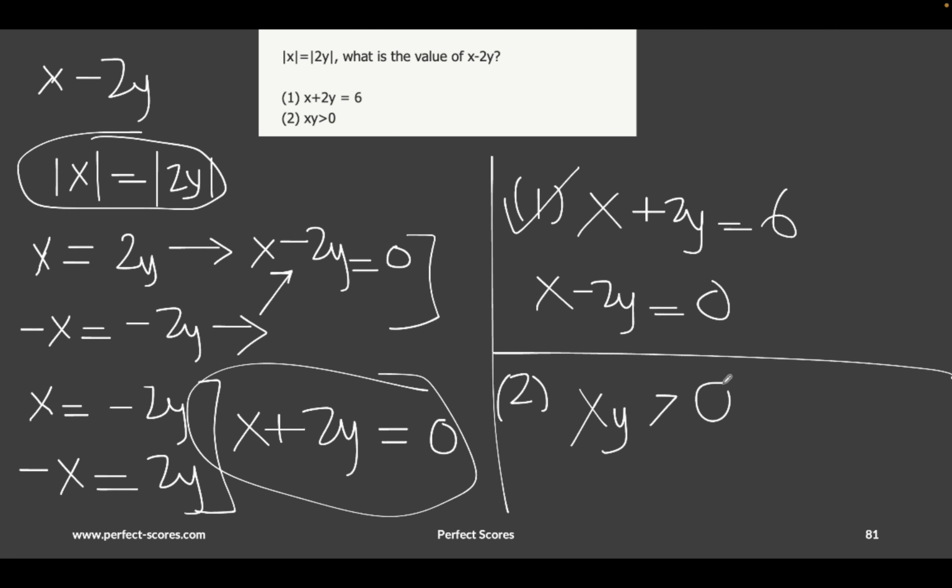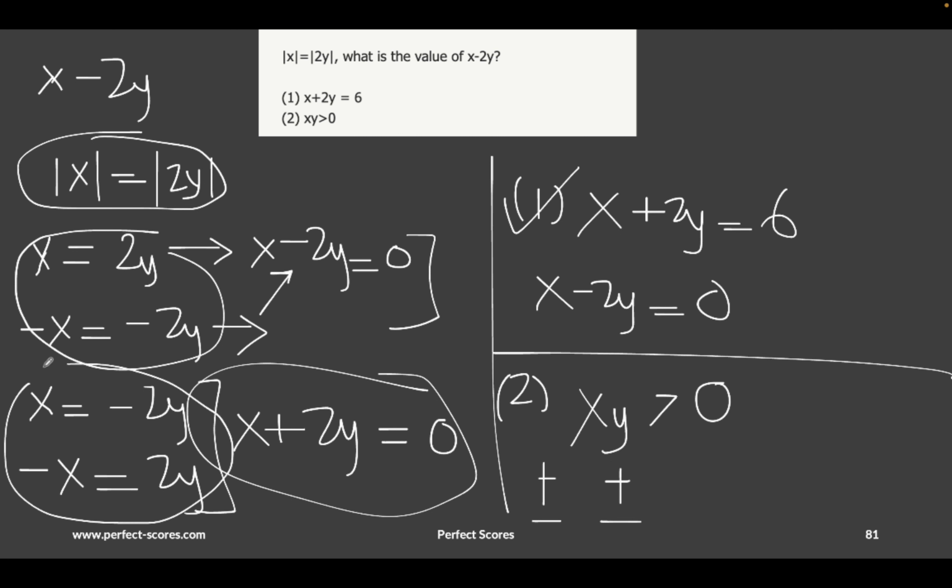Now remember guys, whenever you see x into y is greater than 0, the question maker is just implying one thing: that either both of them carry positive signs or both of them carry negative signs. It's not possible for x and y to carry opposite signs. So only these two cases are possible. That means they cannot have opposite signs of each other. This is just not possible again.